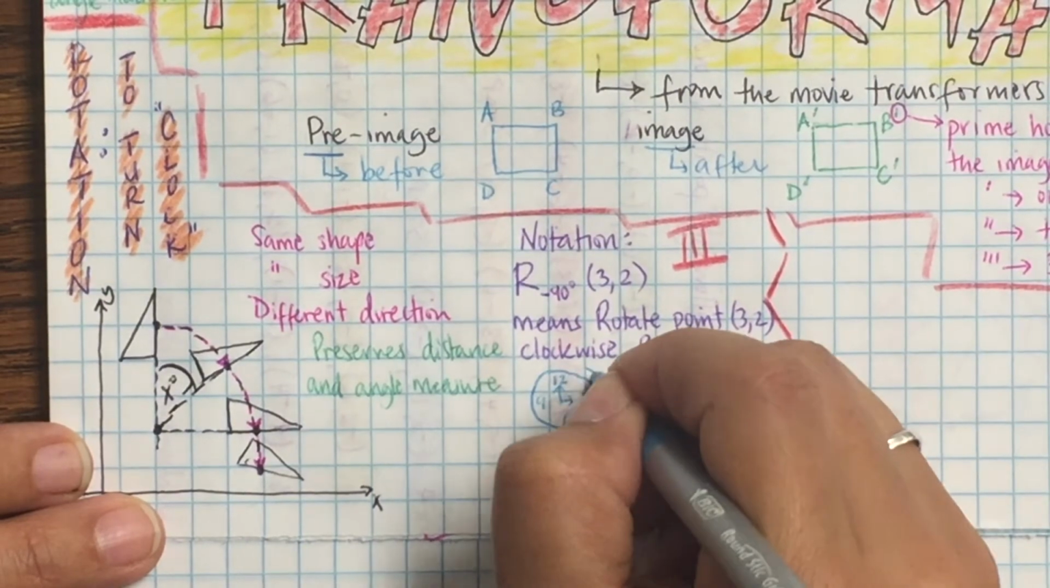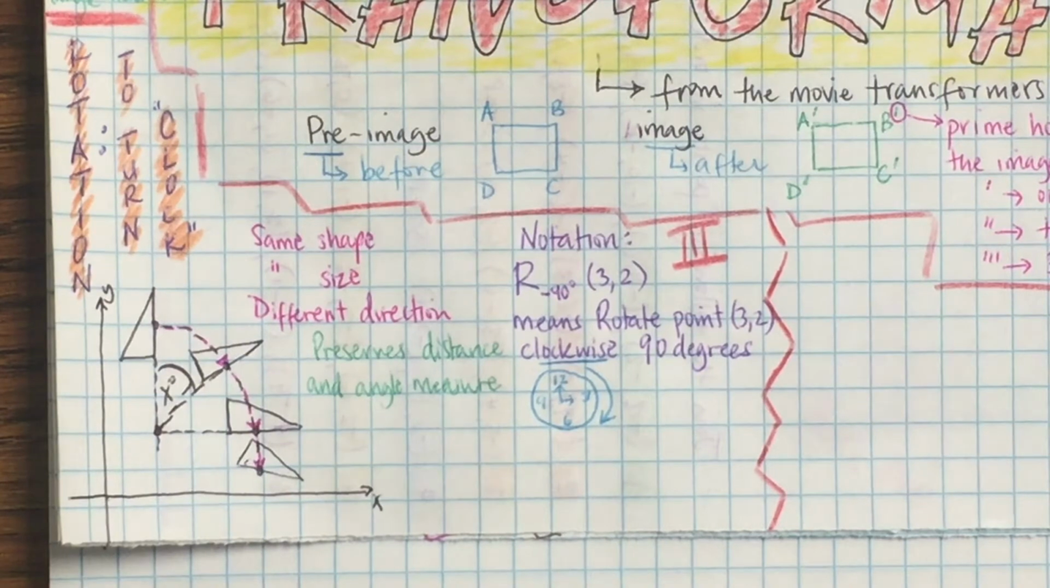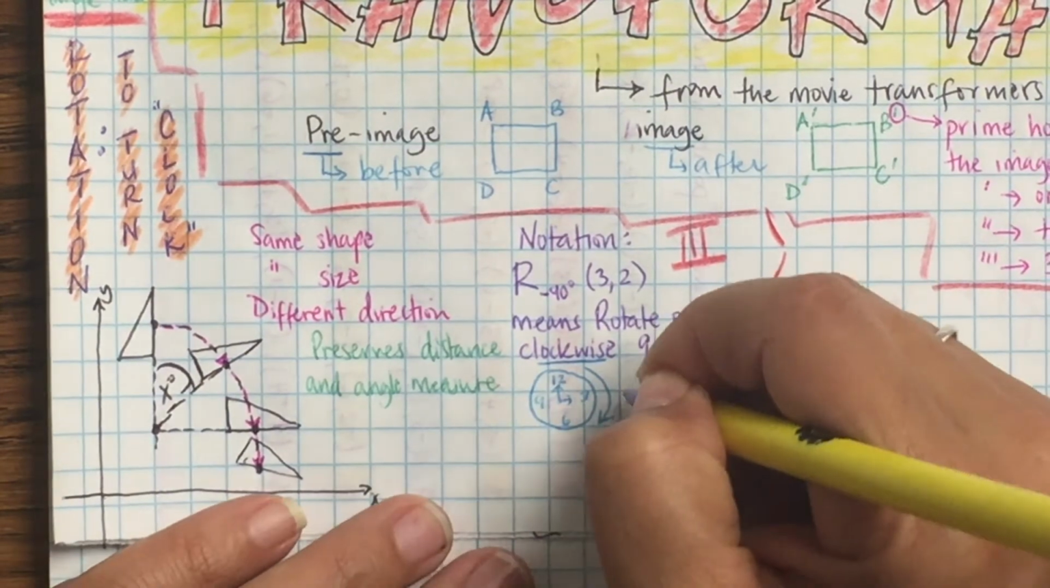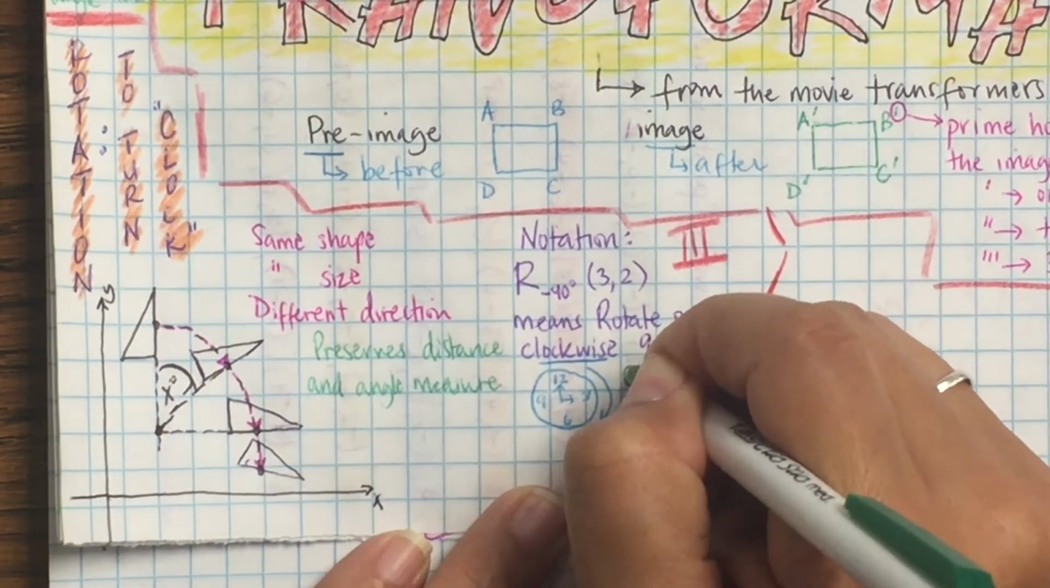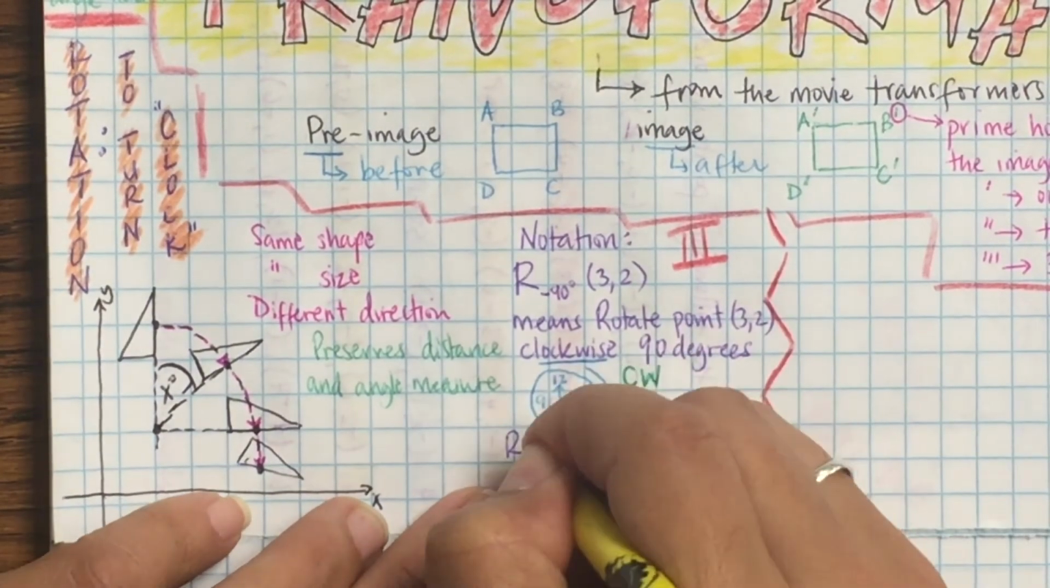And clockwise means to turn it to the right, just the way a clock goes. So the negative is to the right. Negative is clockwise. I know you're going to think it's the other way, but clockwise is negative. And sometimes you have an abbreviation with a CW.